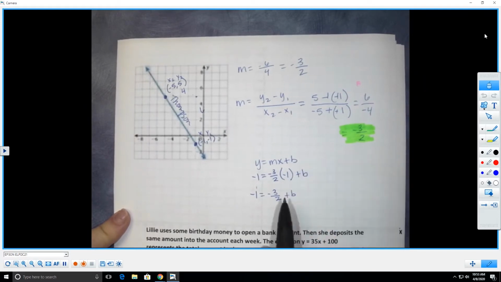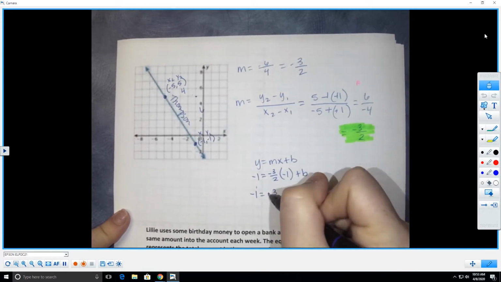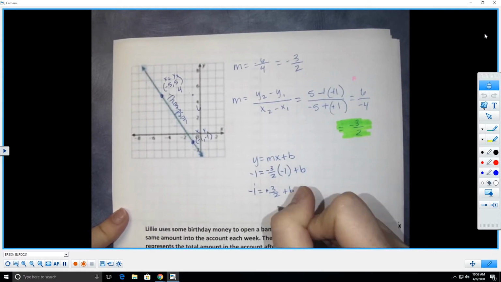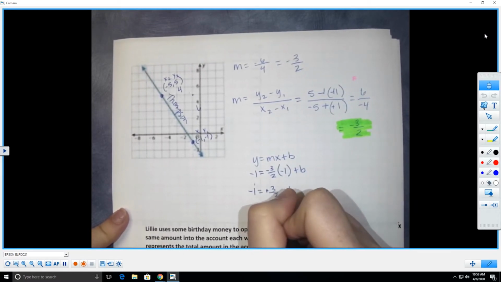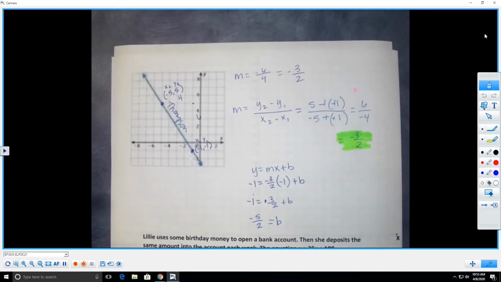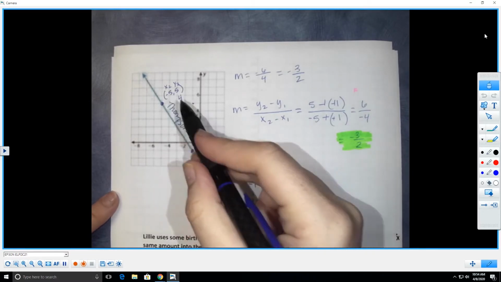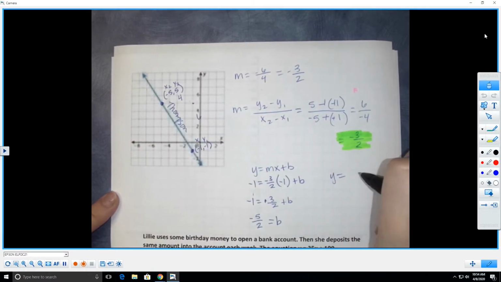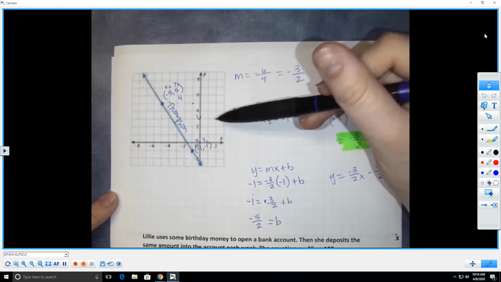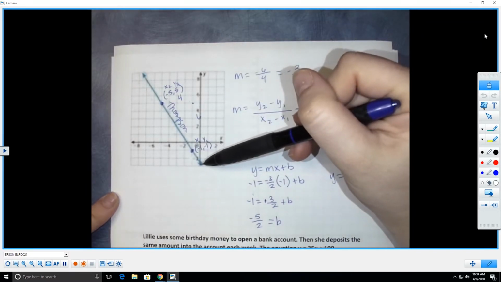Excuse me, that should be positive. Negative times a negative, that should be a positive. That was my fault. Don't make that careless error. And then I get that my y-intercept is -5/2. So the solution, if I were to write an equation for this line, is y equals -3/2 x minus 5/2.